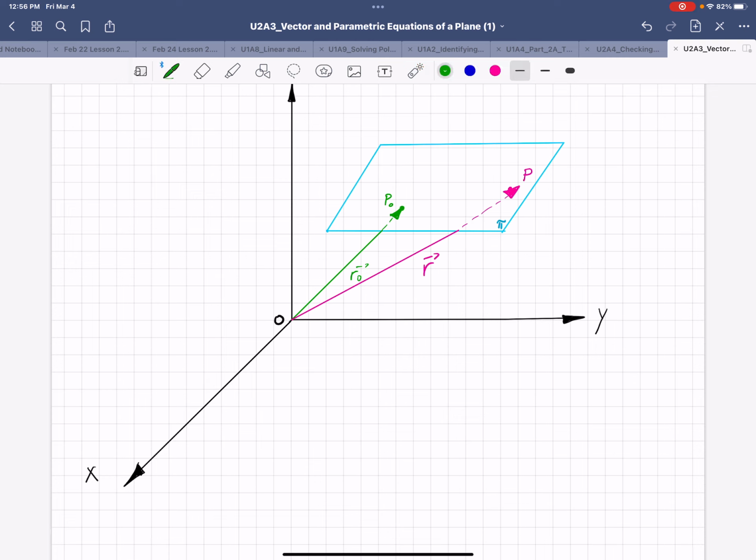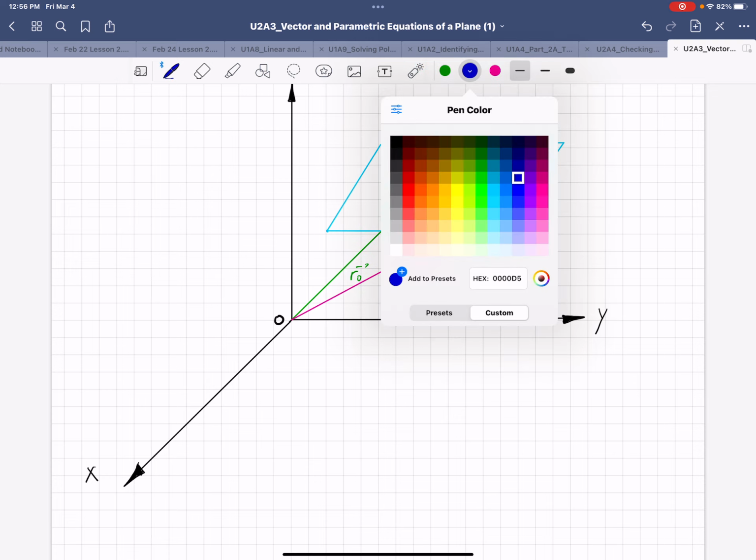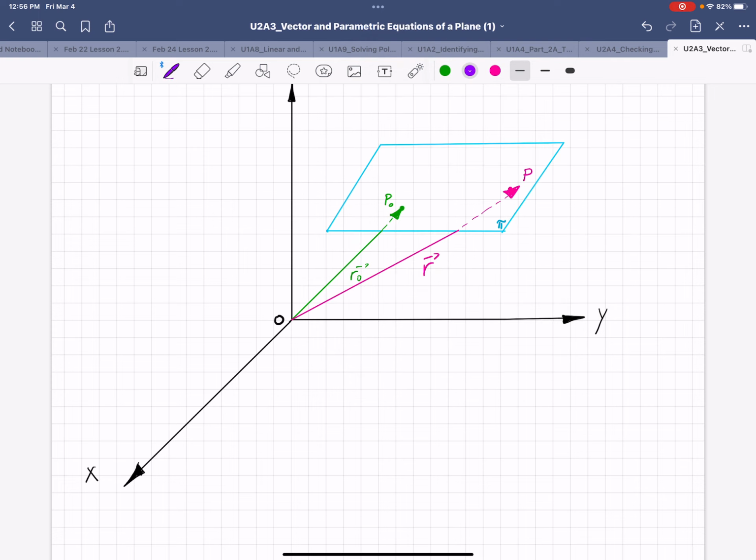Remember what we said, that if we use lines, then we're going to need two of them in order to see how the plane is created. I'm going to call the direction vectors A and B. So for example, let's say this is some direction vector A, right? And I'm going to call this one here some direction vector B.